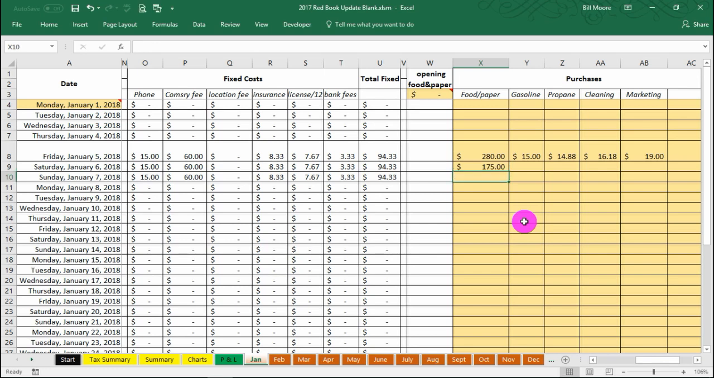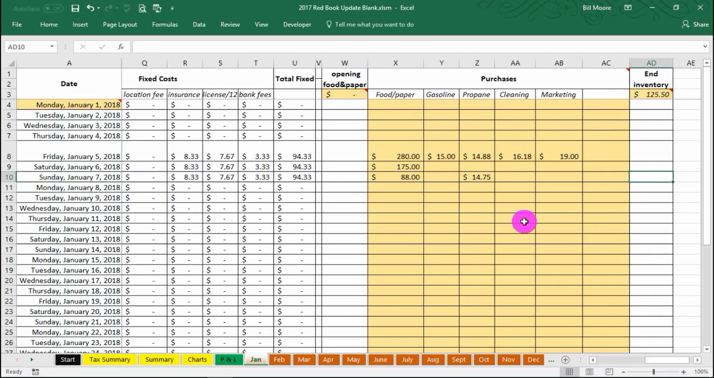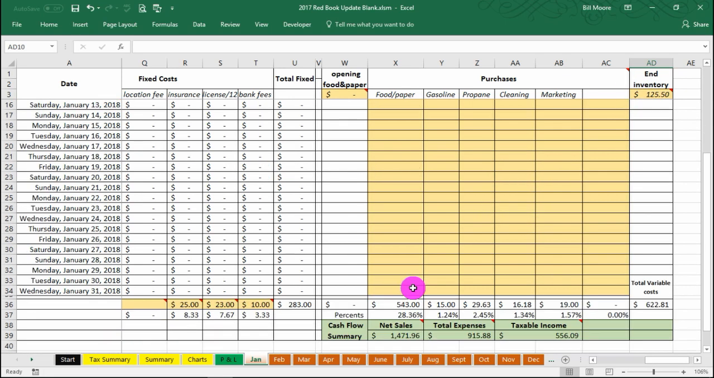I'll just pop in a couple of numbers here. Probably didn't buy any more gasoline. Maybe had to buy a propane there. Like I said, I try to do cleaning once a month and I try to do the marketing just once a month. So we'll say the ending inventory is the same. What does that give us?